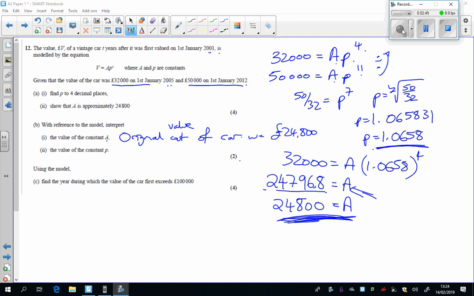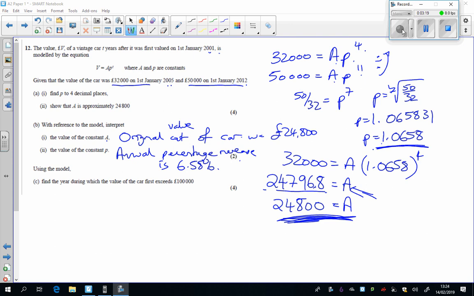The value of p is the one that a few people are not writing the right answer for. You can't say that it's the amount it goes up by, because it's not. It is the annual percentage increase, and the annual percentage increase is 6.58%. That's what that means. The p-value is the annual percentage rise, or the multiplier.